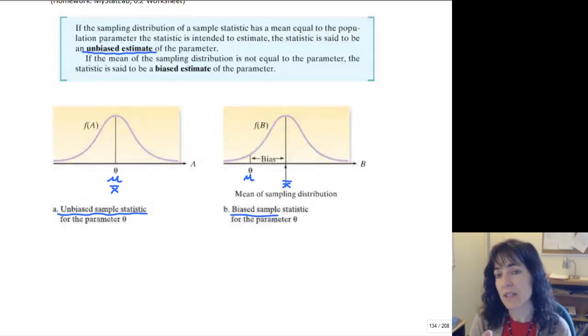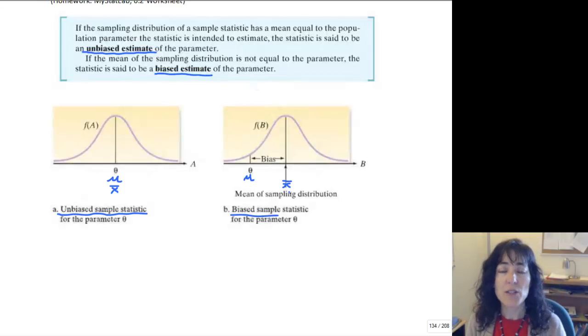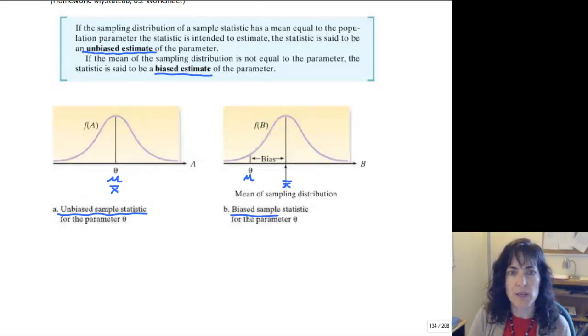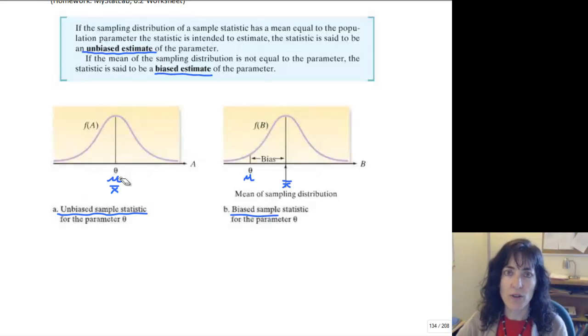So if I use this mean for my X bars as my population mean, I'm off, and you can see how far I'm off. There's an amount of bias there. That one is a biased estimate of the parameter, and we wouldn't want to use it if we had a better estimate. Here, the desired outcome is that the mean of our population is exactly mirrored by the mean of the distribution of our sample means.